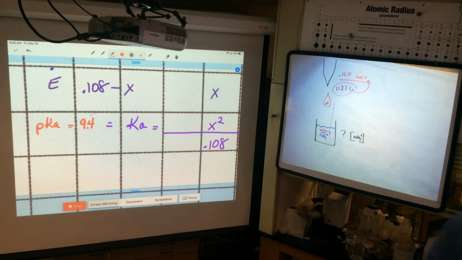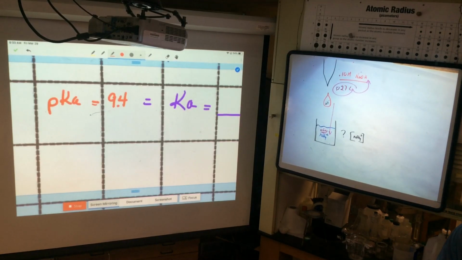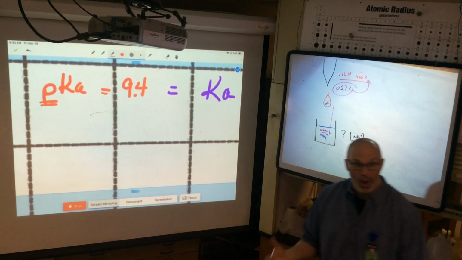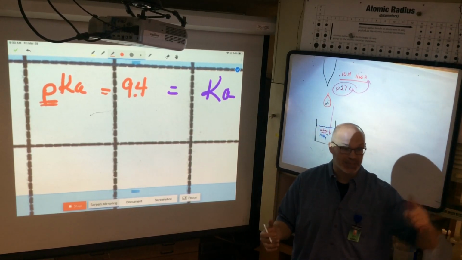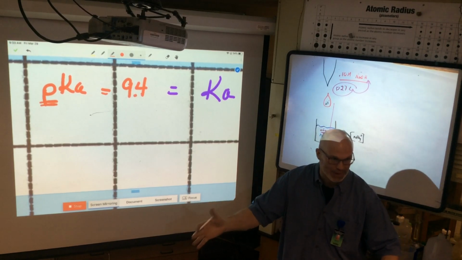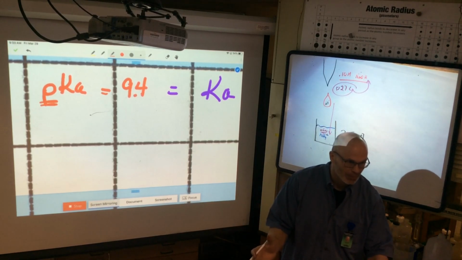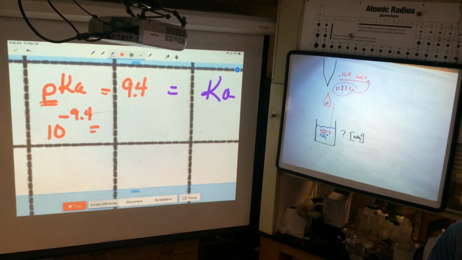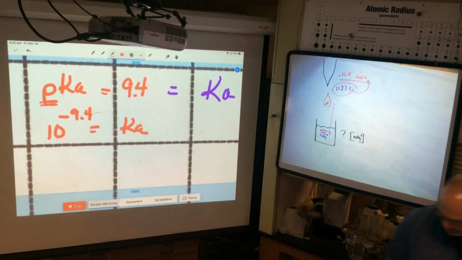All right. Cool, but I need the Ka. What does little p mean? Puny. No, it means that's the negative log. It's actually really 1 times 10 to the negative 9.4. That's what the actual number is. So what we're going to do is 10 to the negative x, 10 to the negative 9.4, to find the Ka. And let's do that.